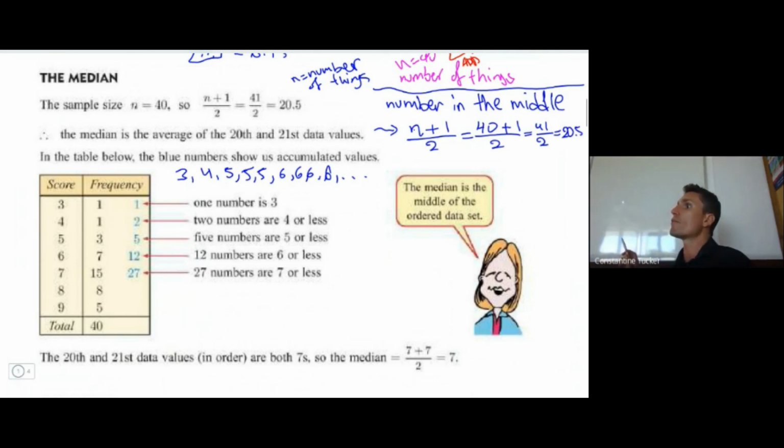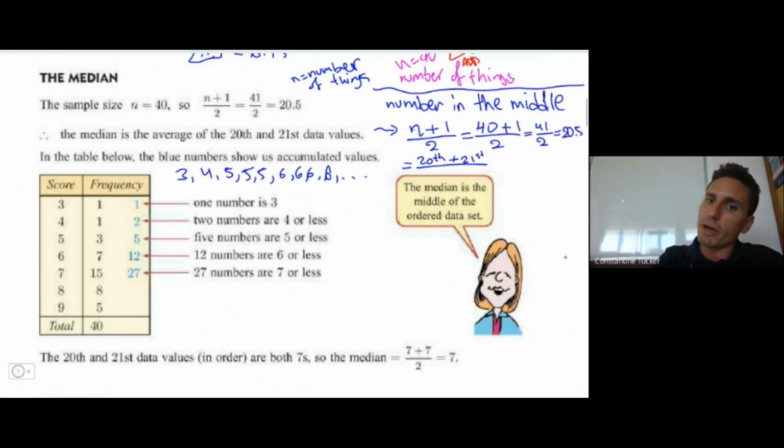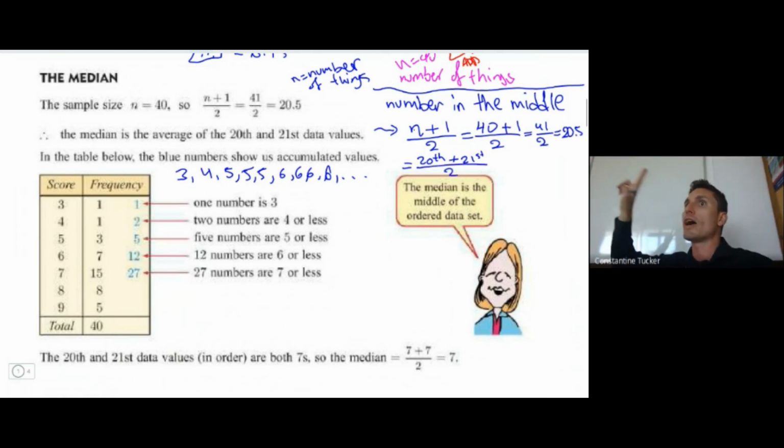Now 20.5 means what position is that? Guys, eyes on the board. 20.5, what is that saying? It's 0.5, it's not 20. Very close. 20.5 means we are between 20 and 21. So that means it's going to be the 20th value plus the 21st value divided by 2. There are 2 middle values. It's one of those cases. Remember we saw yesterday as well.